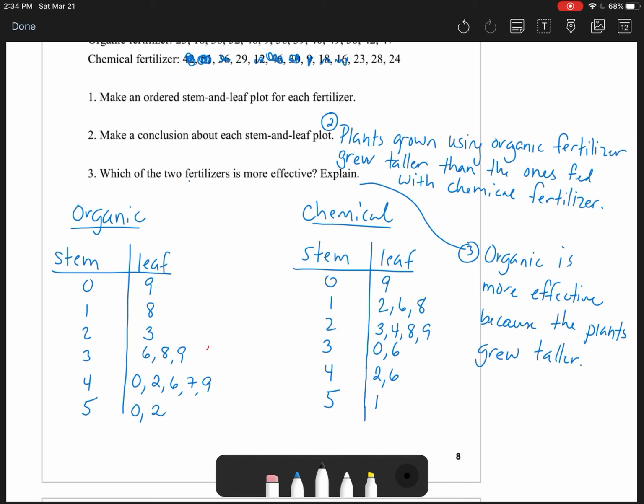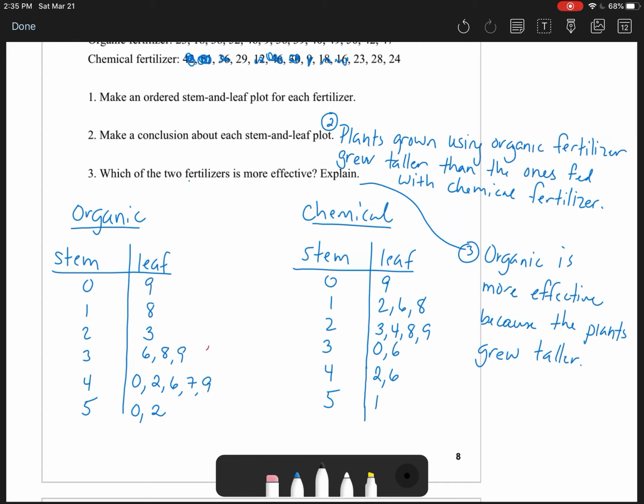If you're looking at this, notice again where the data is most concentrated for each fertilizer. For the organic, the majority of your numbers are concentrated towards the higher numbers, 30 and above. For the chemical fertilizer, the numbers are more concentrated between 0 and the 20s. So the conclusion that can be drawn is that plants grown using organic fertilizer grew taller than the ones fed with chemical fertilizer. Which leads us into question number 3: which of the 2 fertilizers is more effective?